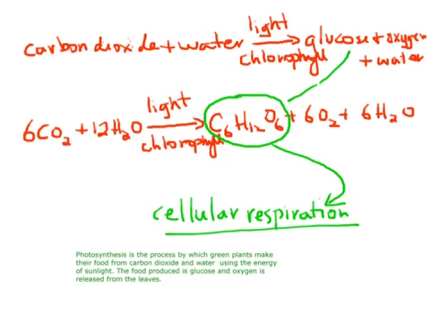So to sum up, photosynthesis is the process by which green plants and other green living things make their food from carbon dioxide and water using the energy of sunlight. The food that's produced is glucose and oxygen is released from the leaves.